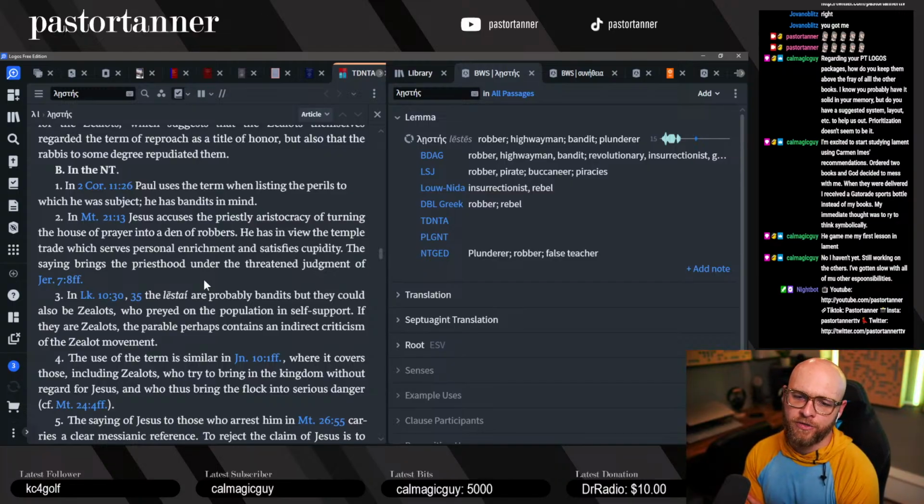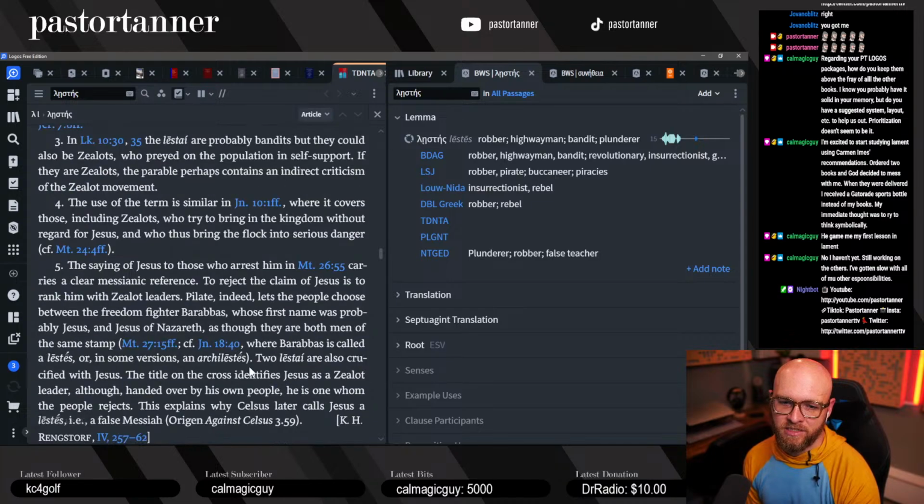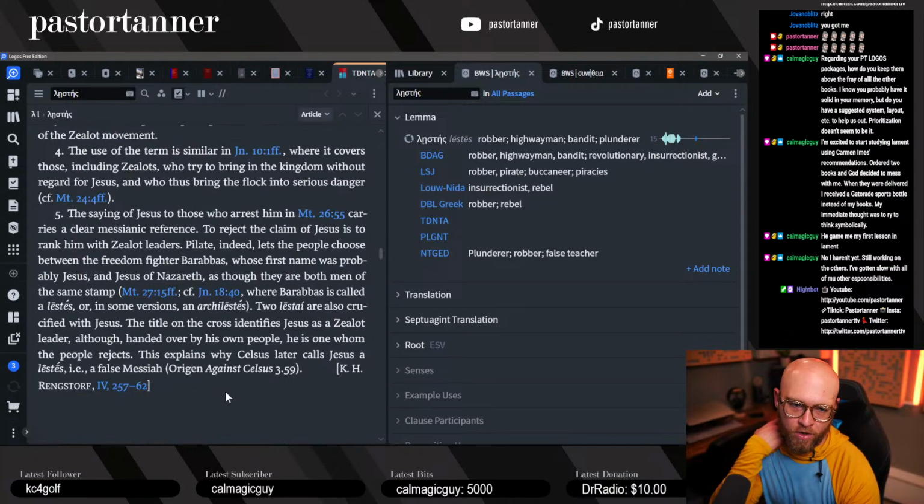In Luke 10:30 and 35, the lestai are probably bandits, but they could also be zealots who preyed on the population in self-support. If they are zealots, the parable perhaps contains an indirect criticism of the zealot movement. And the use of the term is similar in John 10:1, where it covers those, including zealots, who try to bring in the kingdom without regard for Jesus and who thus bring the flock into serious danger. The saying of Jesus to those who arrest him in Matthew 26:55 carries a clear messianic reference. To reject the claim of Jesus is to rank him with zealot leaders.